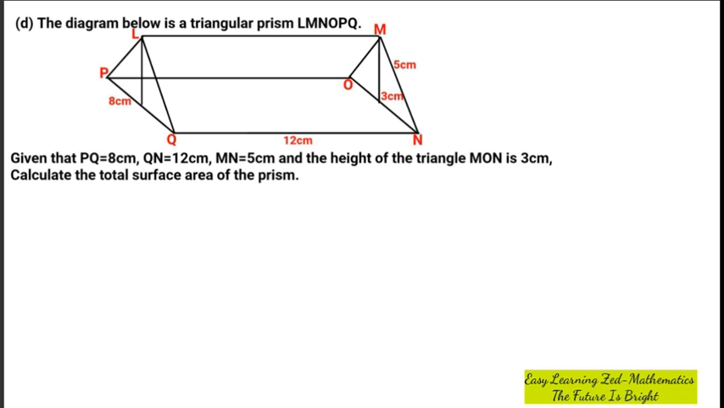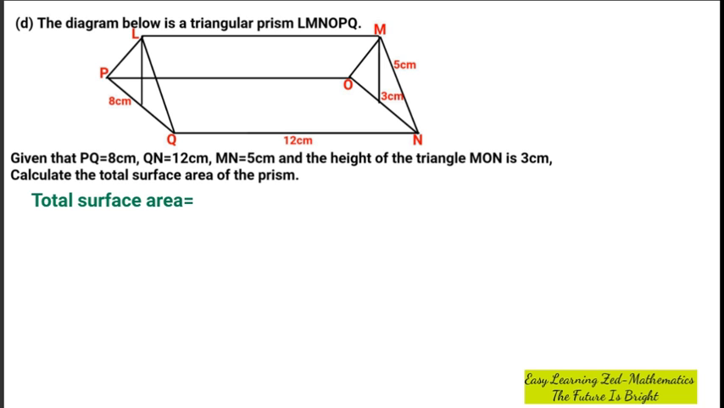Given that PQ is equal to 8 cm, NQ is equal to 12 cm, MN is equal to 5 cm, and the height of the triangle MON is 3 cm, calculate the total surface area of the prism. Okay, so we need to find the total surface area of a prism. So what I'm going to do is write total surface area of the prism. How you find the area of a triangular prism is, you dismantle the triangular prism, then you find the area of each surface.